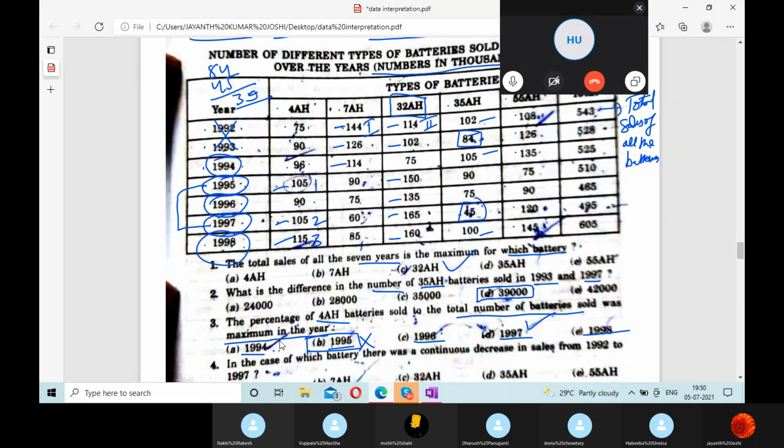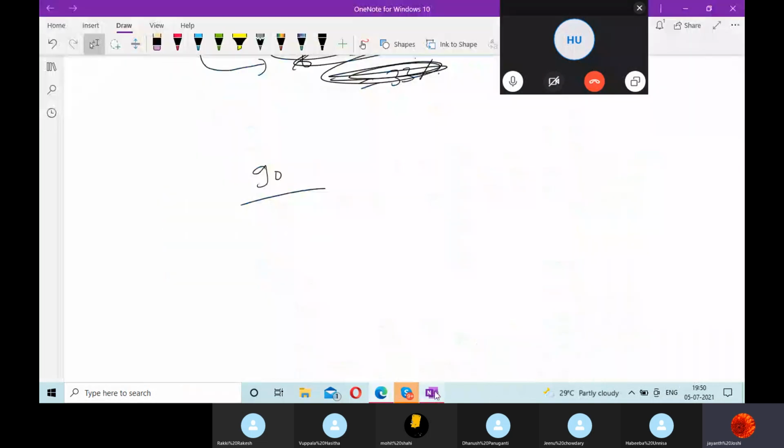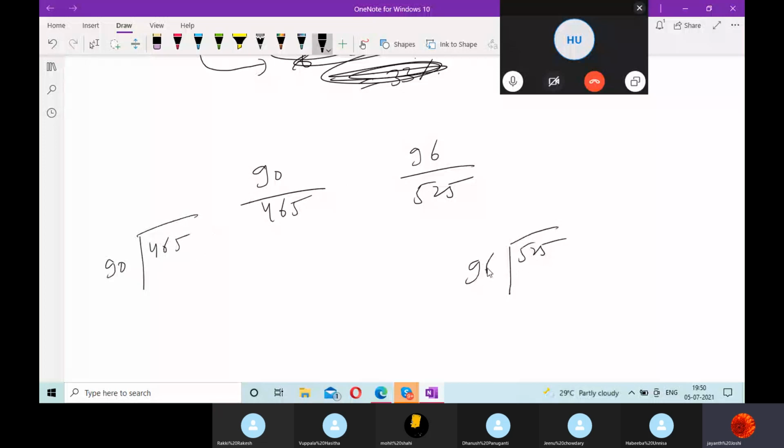96 by 525, 90 by 465. Now one more thing I'm asking you, please tell me. This is a very good basic, but here whether that basic would work or not, it's a problem. Okay, let us divide 465 by 90 and 525 by 96. 9 5s are 45, so 5.1. So here I can write 1 by 5.1.